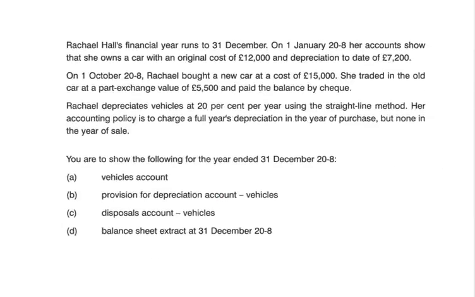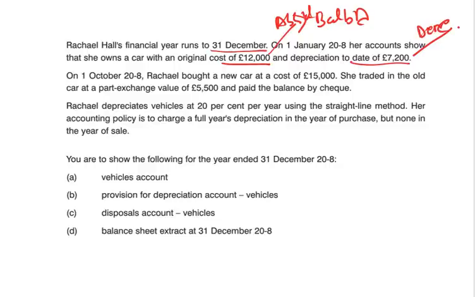This is an example. It says Rachel Hall's financial year runs to 31st December. On 1st January 2008, her accounts show she owns a car with an original cost of 12,000 and depreciation. These are the balance b/d, like you have it already. This is the asset and this is the depreciation. Balance b/d, you already have this value from the last few years.